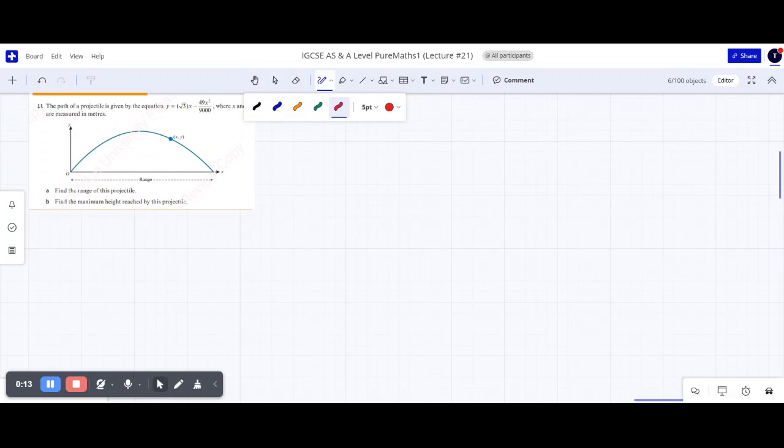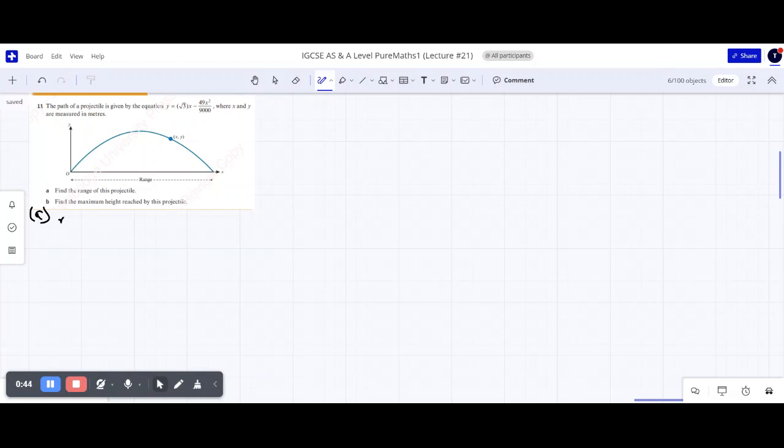Exercise 1B, question number 11. The path of a projectile is given by the equation y equals root 3 x minus 49 x squared over 9,000, where x is measured in meters. So the projectile motion is there. First of all, find the range of this projectile, and part B, find the maximum height reached by this projectile. So we are going to solve part A, which is the range of this projectile.